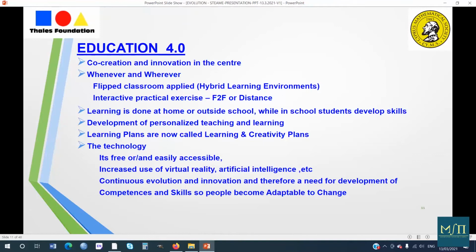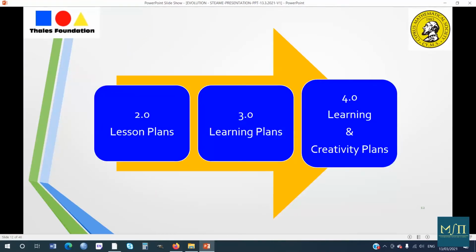And you as students and in the future as university students, as employees or whatever, you have to become adaptable to change because things will be changing around us because of technology. So we have to be able to adapt to them easily and fast. So we saw from Education 2.0, we had the lesson plans, we moved into the learning plans, and then into the learning and creativity plans.